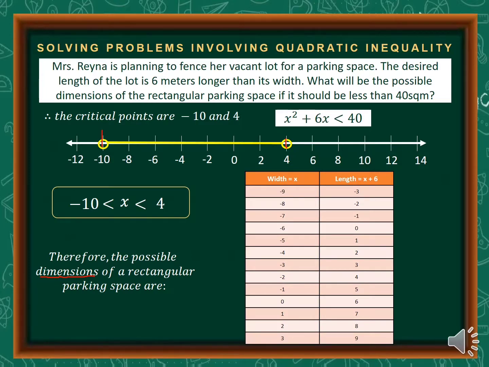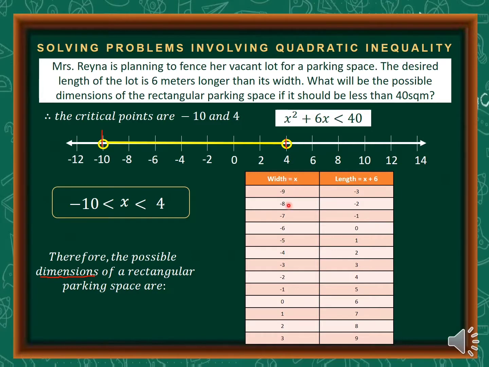Diba, ni-represent natin ang width as x at ni-represent natin ang length as x plus 6. Right? Kasi 6 meters longer than its width. So, we represent the width as x and the length as x plus 6. Now, if our width na, lahat daw po ng points na makikita natin sa solution set. So, these are negative 9. Negative 9, di ba? Part siya, negative 9. Pwede rin ang negative 8 ang width.